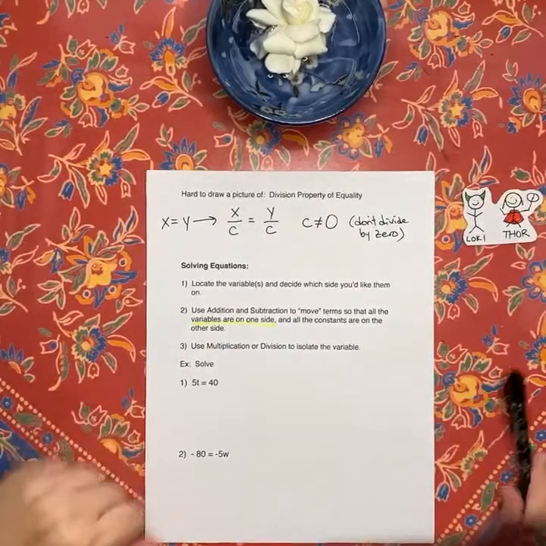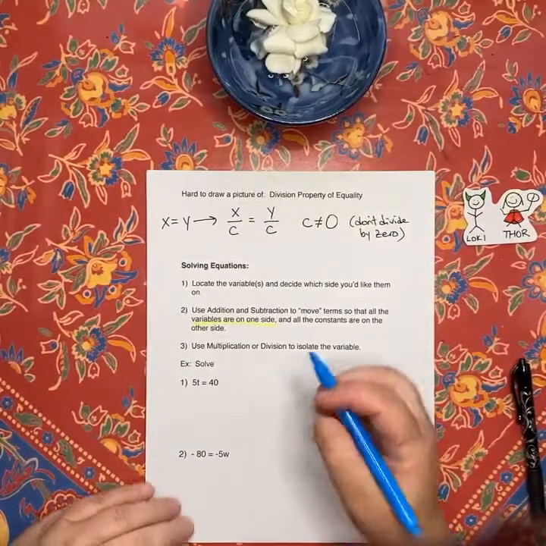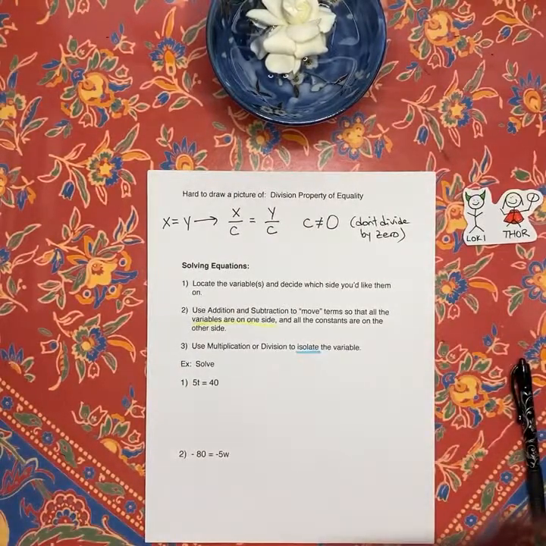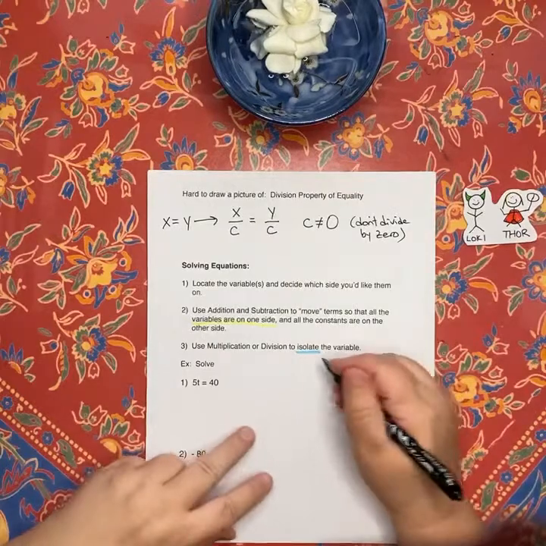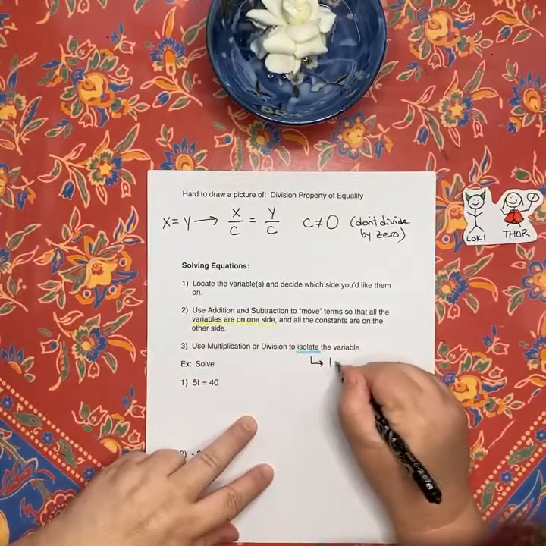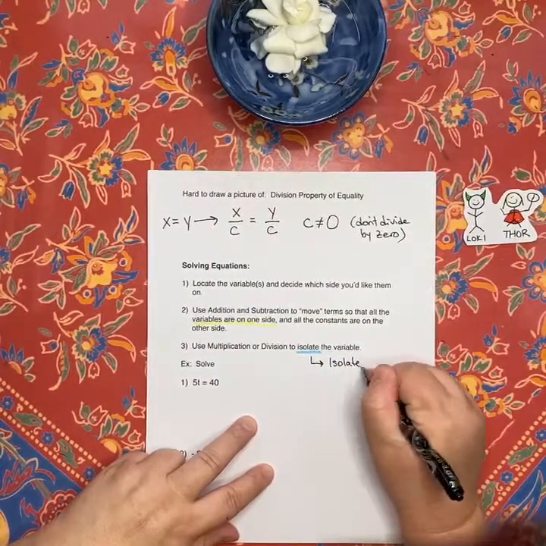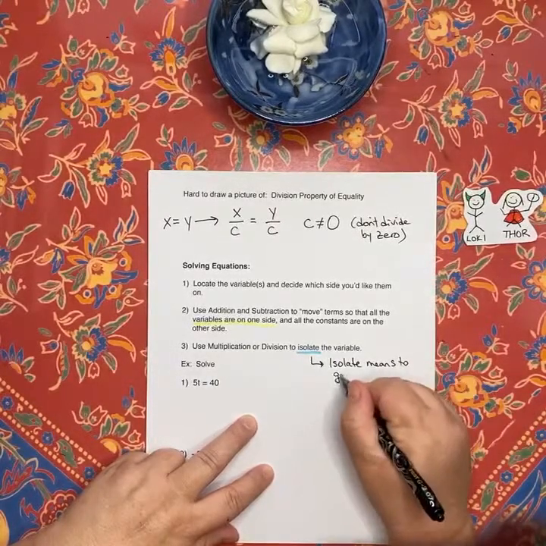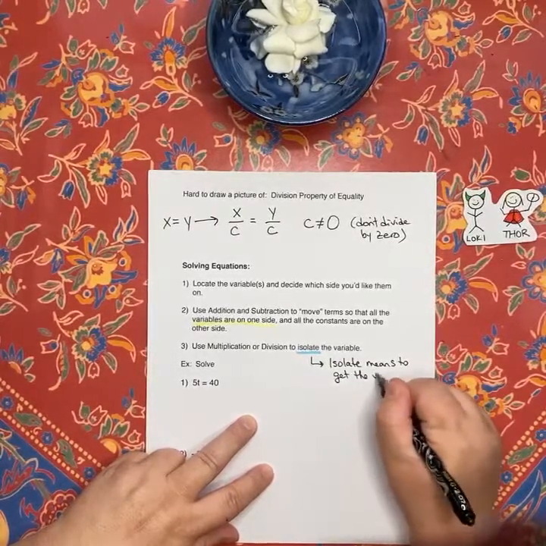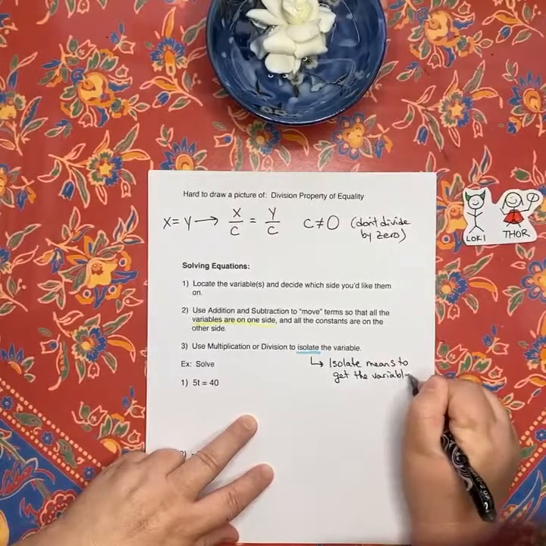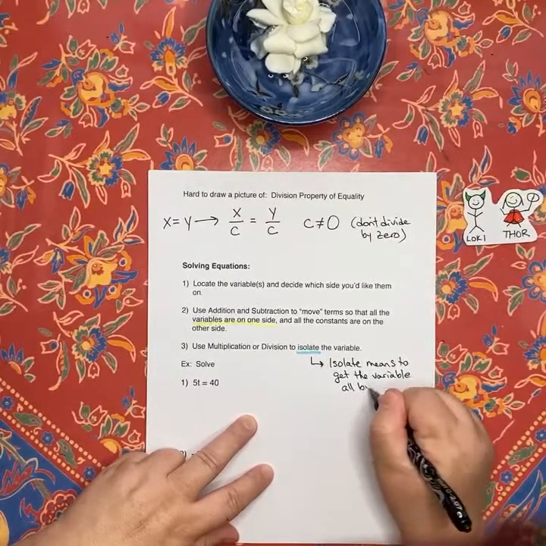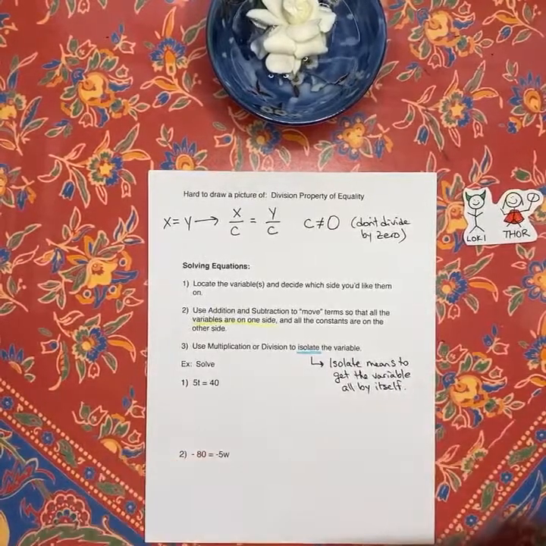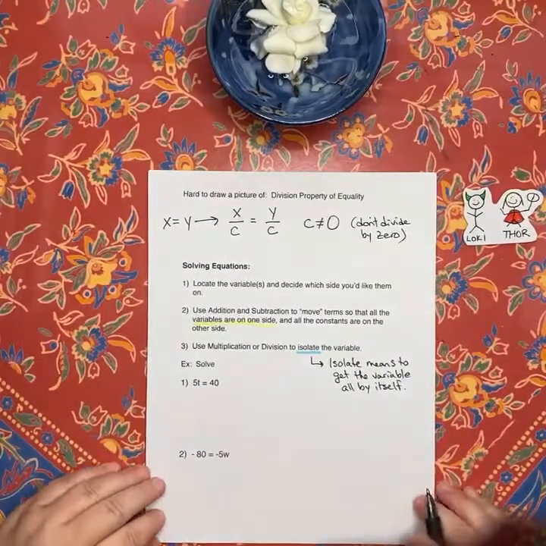Now, what does the word isolate mean? And again, you guys are not here. If we were in a classroom, you'd all be yelling, we know, and I'd be saying, okay, yeah, you tell me. So isolate means to get the variable all by itself. Okay, let's give it a try.